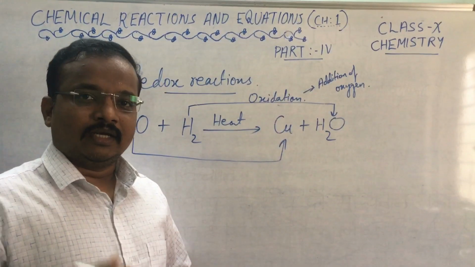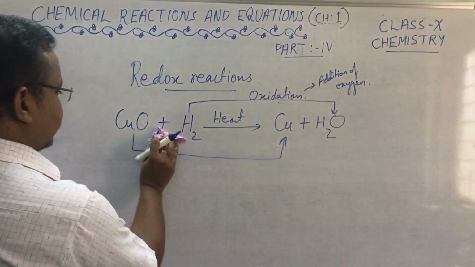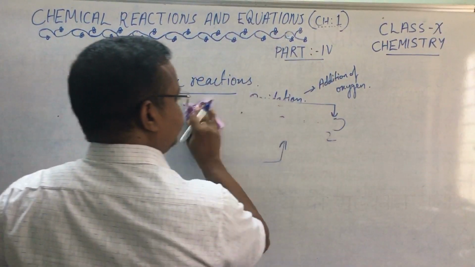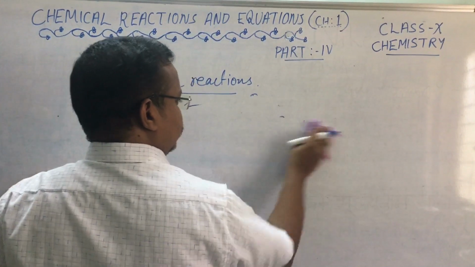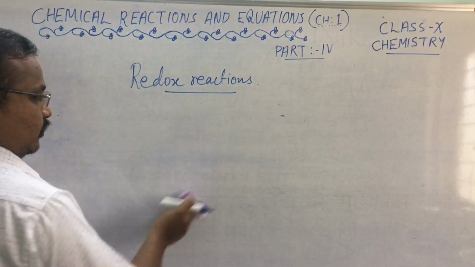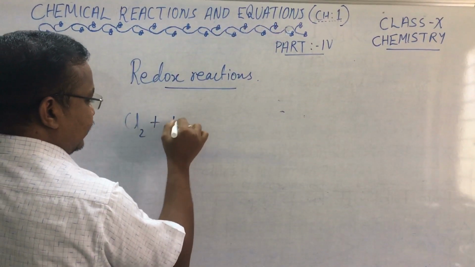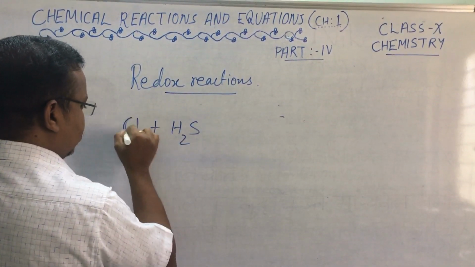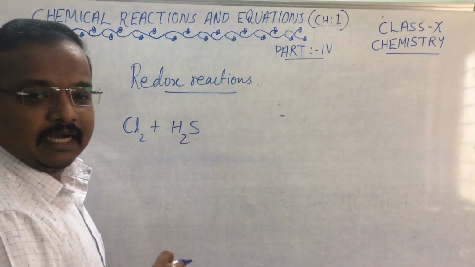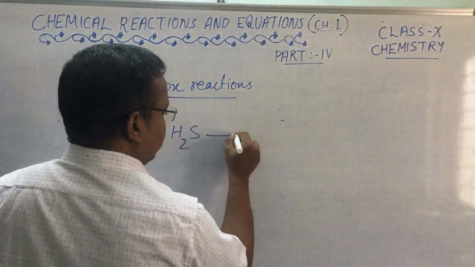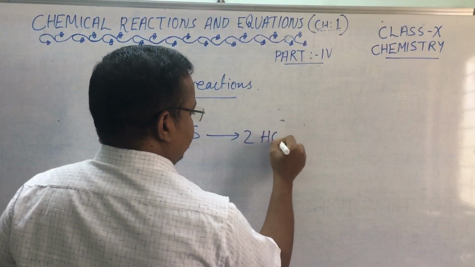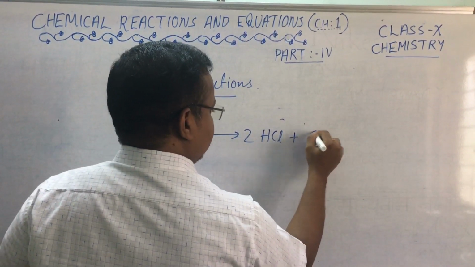Okay, now let us look at another equation, where oxygen is not present, that is Cl2, chlorine, reacting with hydrogen sulfide, H2S. It forms HCl plus S.